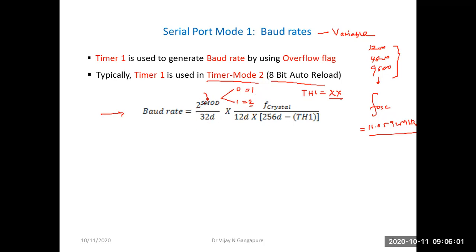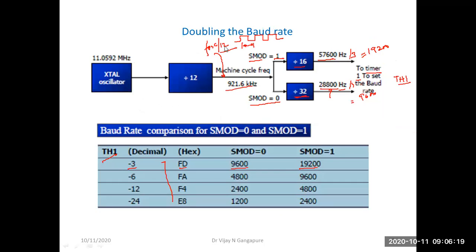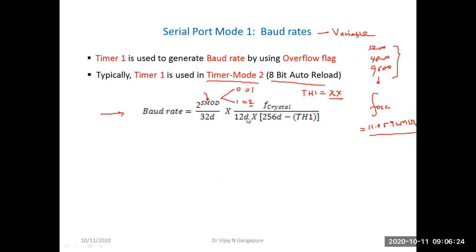Now see the formula: 2 to the power of SMOD divided by 32, multiplied by f crystal, that is crystal frequency, divided by 12, multiplied by 256 minus TH1. 256 minus TH1, that is same as we discussed. So this is f oscillator divided by 12, and then further it will be divided by what, depending on what value we are loading into TH1. With that factor it will get divided.